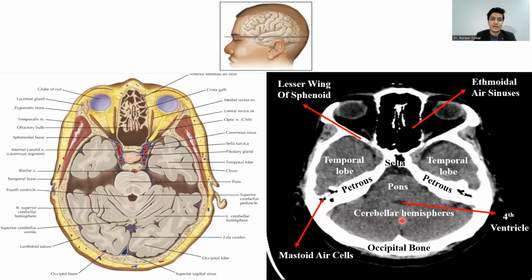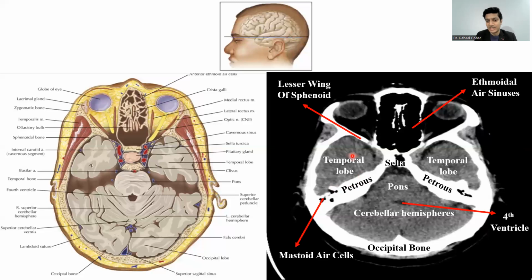Now moving upwards, we have taken this section. So again we have this petrous bone. Now we have the sphenoid bone. Here there will be the petrous bone. This is the temporal lobes. This is the pons, fourth ventricle. This is the cerebellum, as you can see, these folia. Okay, and posteriorly we have the occipital lobe. So again you can see here that posteriorly we have the occipital lobe as well. So this is the lesser wing of the sphenoid.